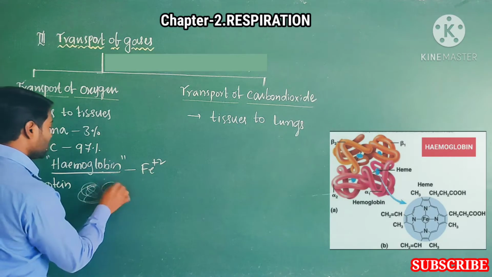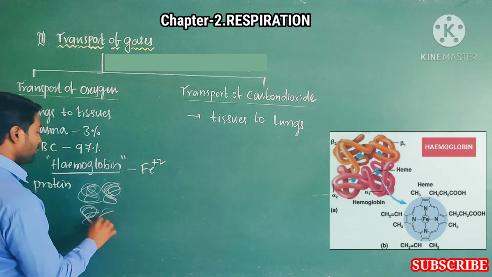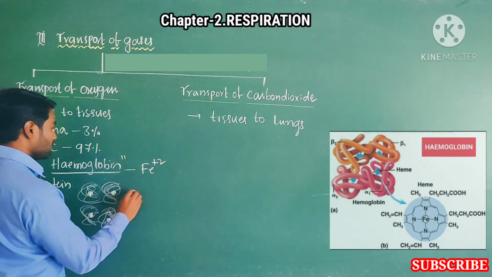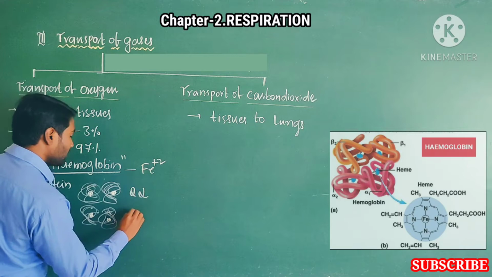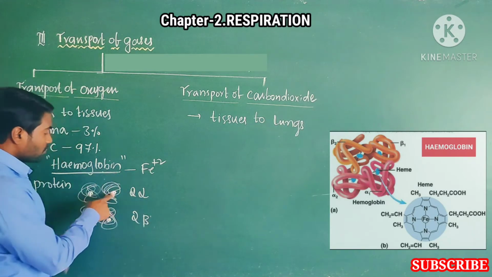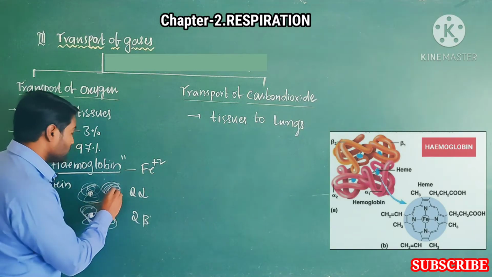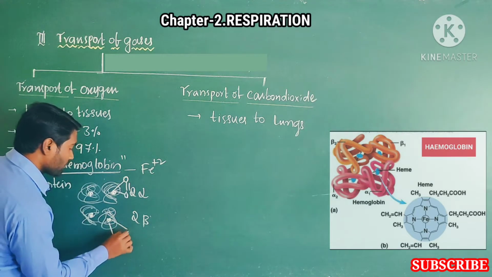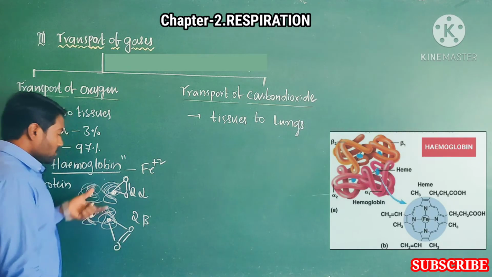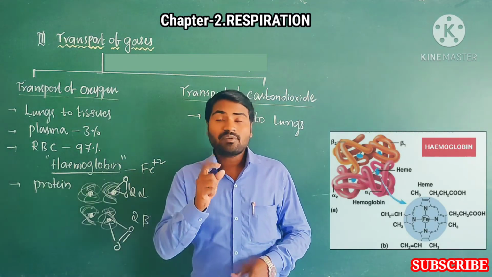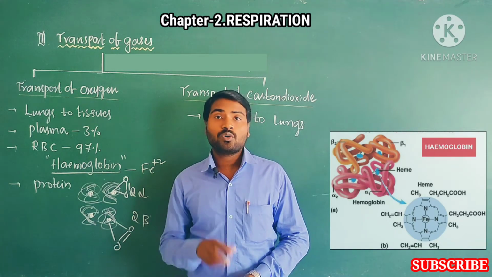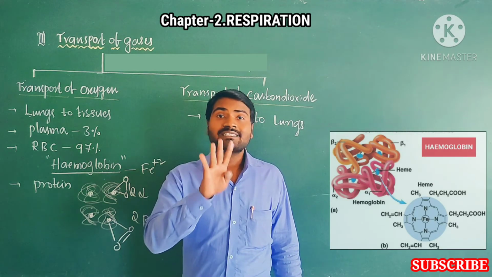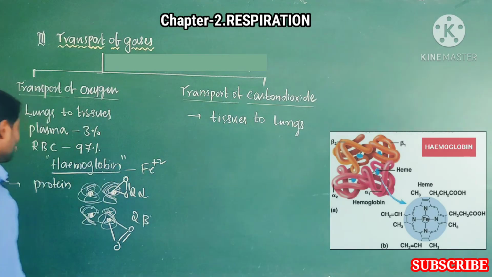Let's see. It is made up of two alpha chains and two beta chains. Here one iron, here one iron. These are the iron particles. So here this is the iron molecule, and each iron atom carries one oxygen molecule. So hence in total, hemoglobin carries 4 oxygen molecules. How many? 4 oxygen molecules.